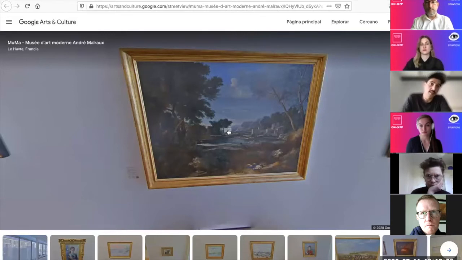In 1961, André Malraux, while being the Minister of Culture in France, founded the Art Museum of Le Havre. There, he put in place part of his ideas about what a modern art center should be. In 1999, the museum was renamed the André Malraux Museum of Modern Art.